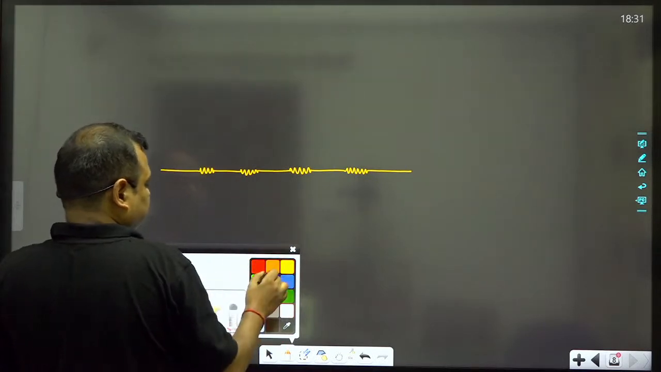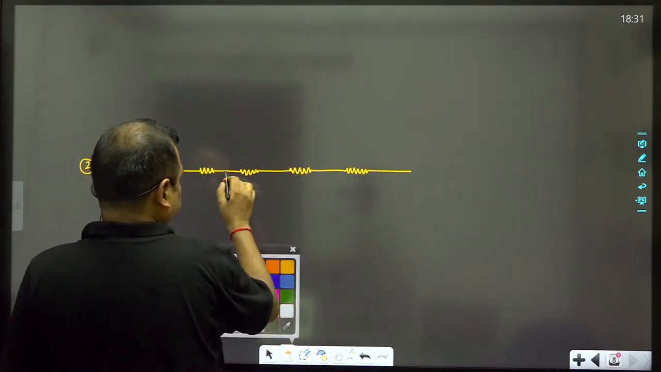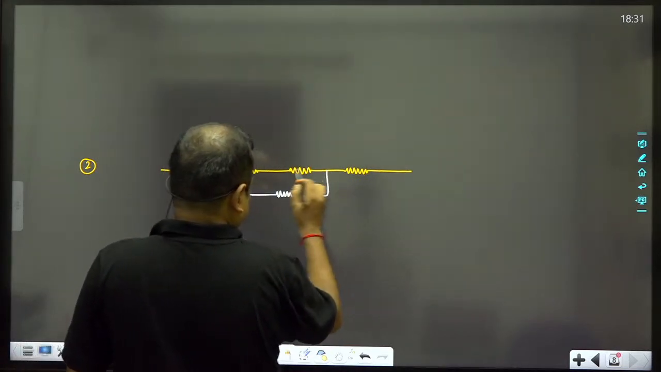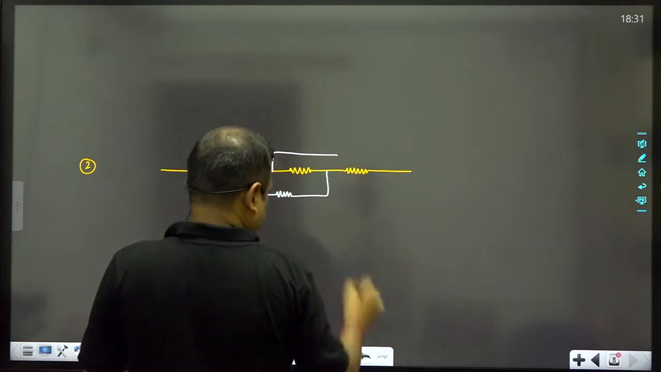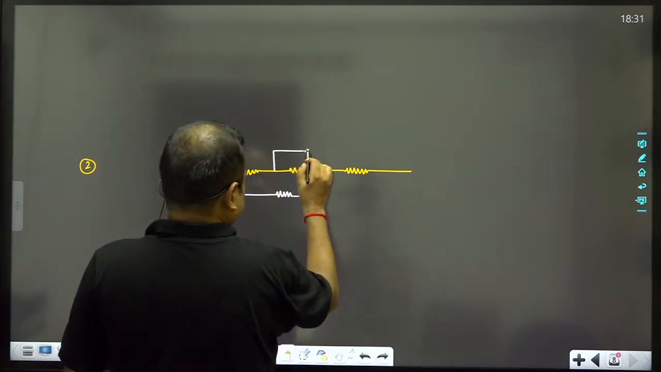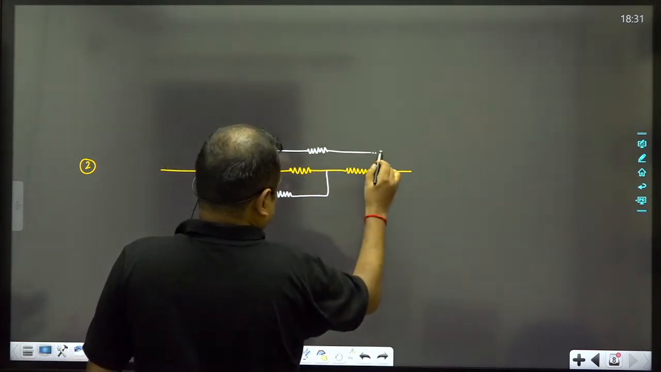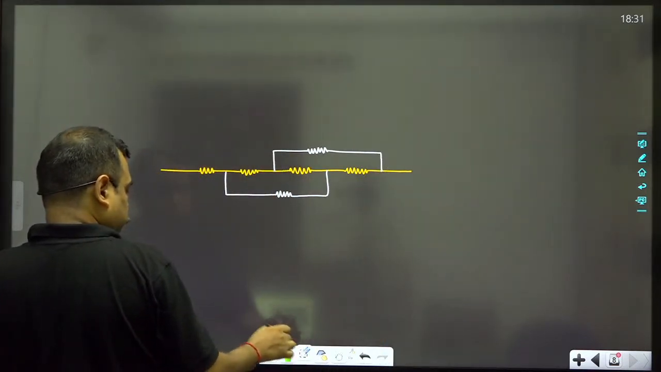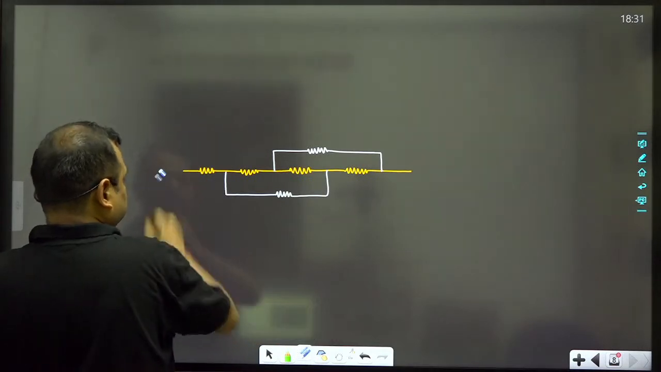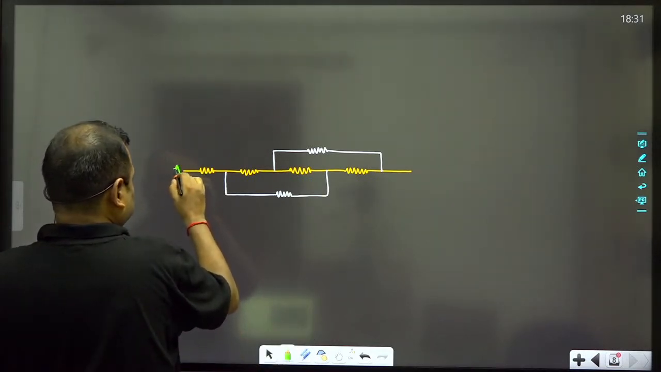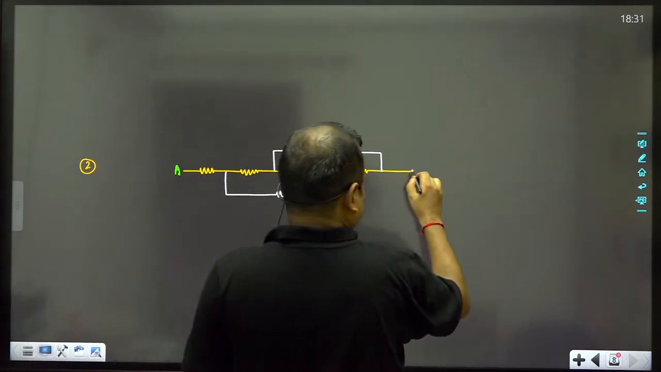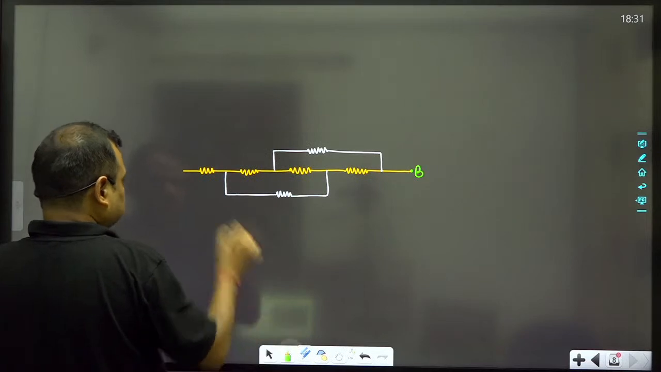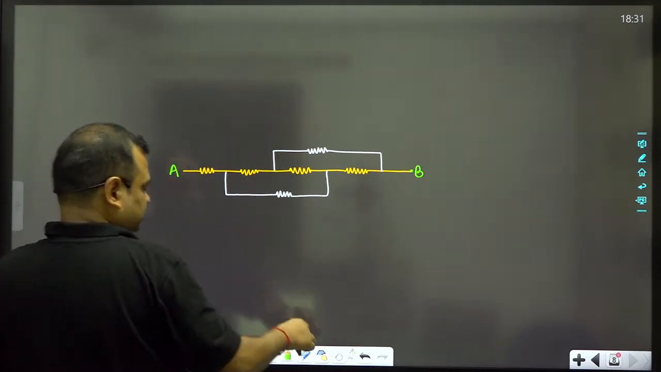So these are the resistances, and suppose that these are the resistances like this. Suppose that this is A, and suppose that this is B.